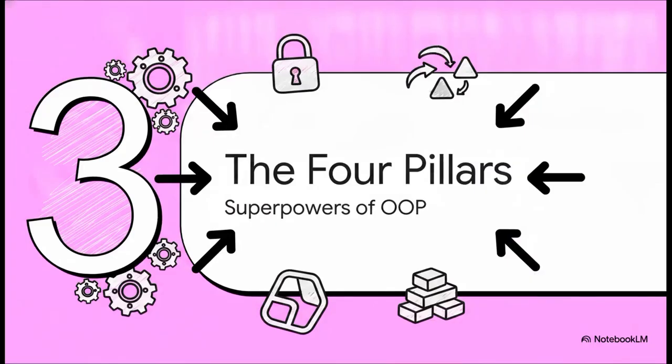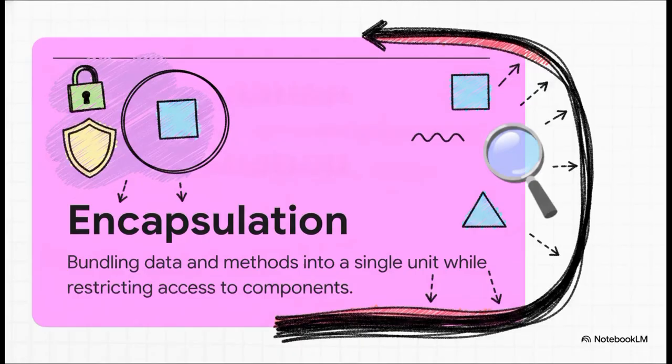Section 3, the 4 pillars, the superpowers of object-oriented programming. Now we're getting to the good stuff. These 4 pillars are literally the backbone that gives OOP its structure. Pillar number 1 is encapsulation. The textbook definition says it's bundling data and methods into a single unit while restricting direct access to some of the object's components. But in plain English, it just means protecting your internal data from outside interference, so some other random part of your code doesn't accidentally ruin it.